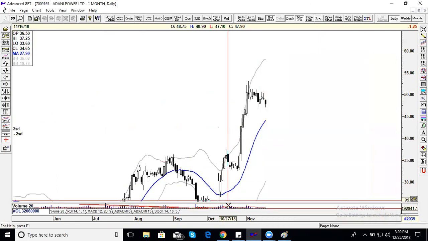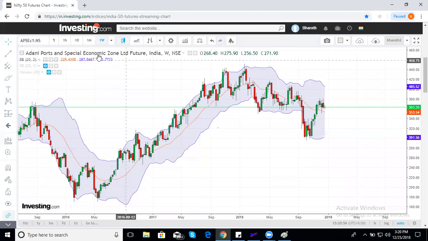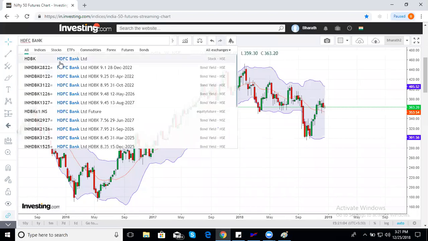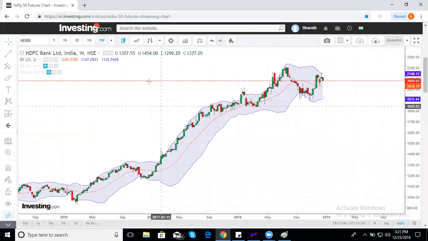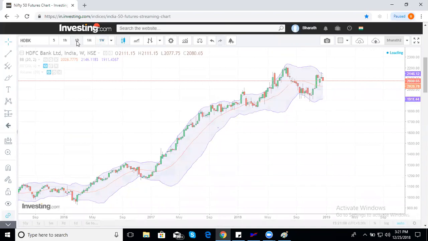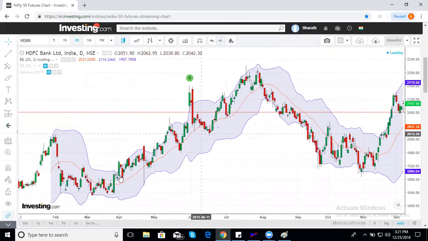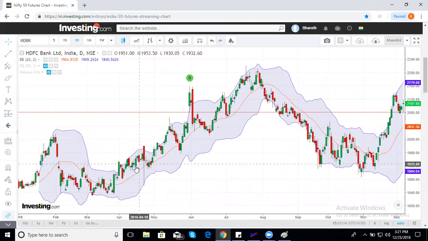An example which I saw was HDFC Bank. Okay, HDFC Bank. Let's go to the daily chart. Can you see this here? See, market was going up. Every time the market came to this middle band, it took support and bounced off. Again here, bounces off. Again here, bounces off.